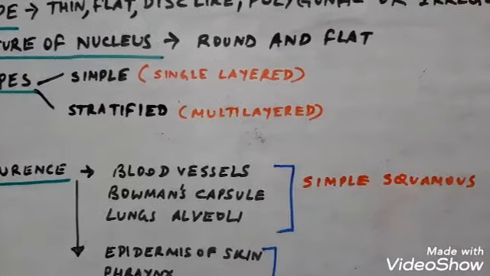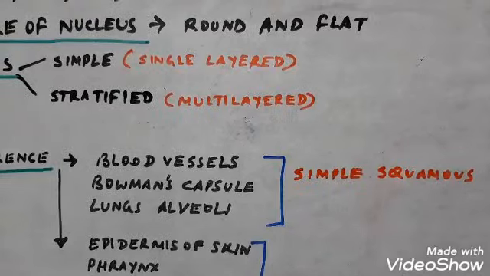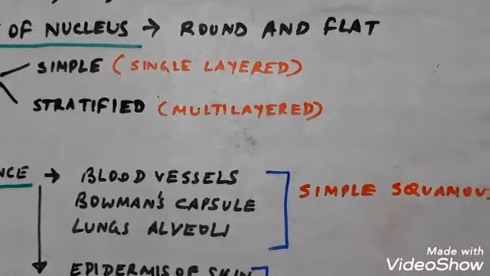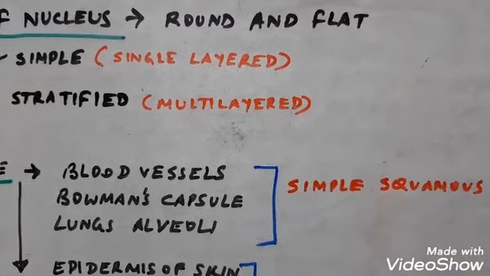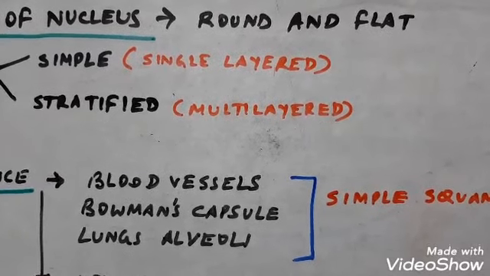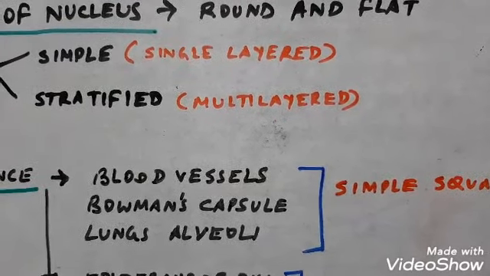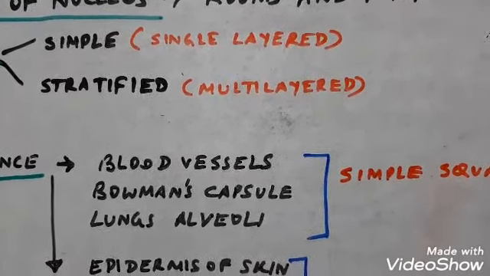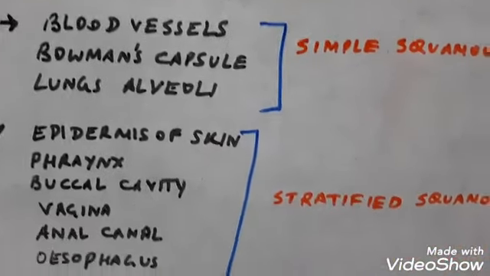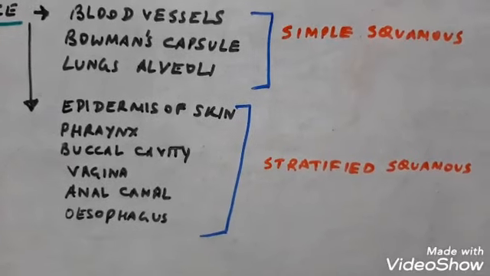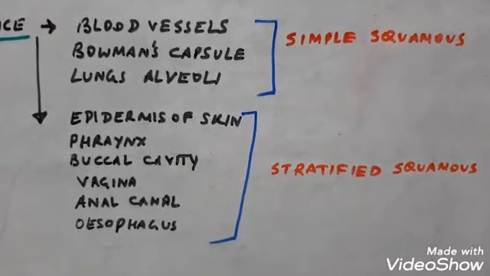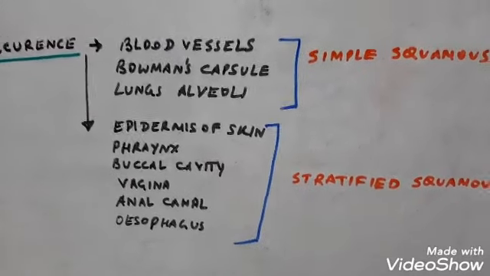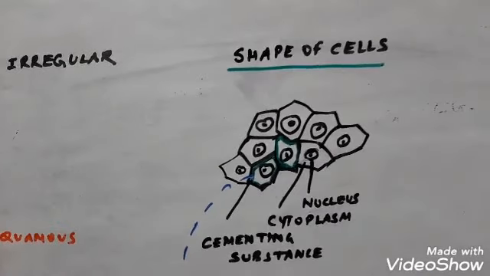Now let me first tell you about simple squamous epithelial tissue, their occurrence, and then about the stratified squamous epithelial tissue. Now simple epithelial tissues, which are made up of a single layer of cells, are found in our blood vessels, Bowman's capsule of the nephron, that is the functional unit of kidney, and the lung alveoli. While the stratified squamous epithelial tissues are found in the epidermis of the skin, the pharynx, the buccal cavity, vagina, anal canal, as well as esophagus. Now let's have a look at the simple squamous epithelial tissue.